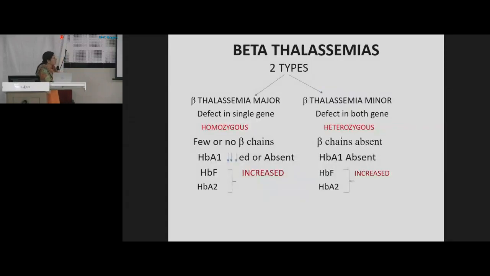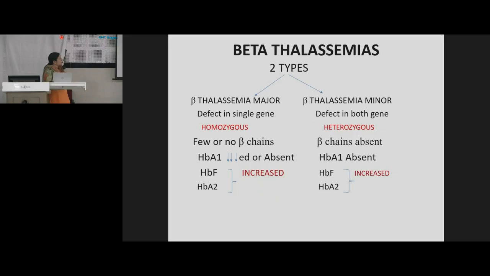Now these beta thalassemias are of two types, thalassemia major and thalassemia minor. Thalassemia major is when the defect is in both genes, it is homozygous, beta chains will be absent and hemoglobin A1 will be absent, and there will be a decrease in adult hemoglobin. There will be an increase in fetal hemoglobin and adult hemoglobin A2.